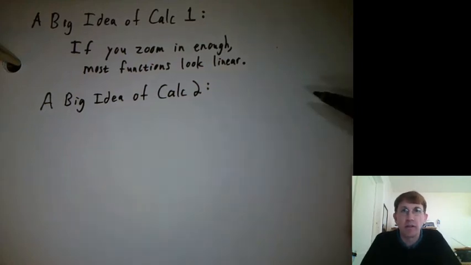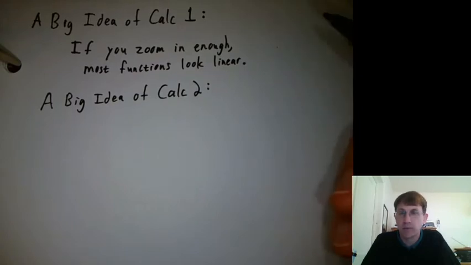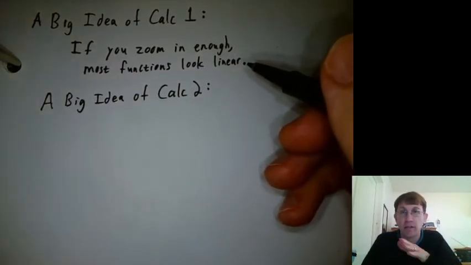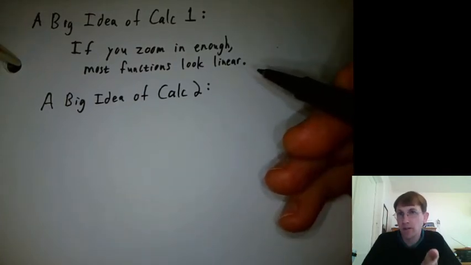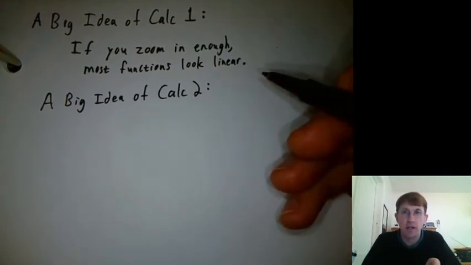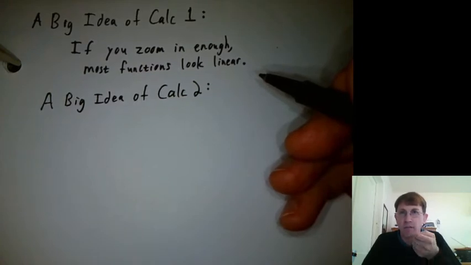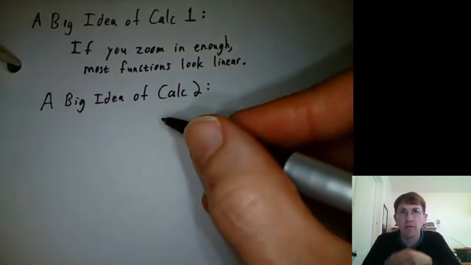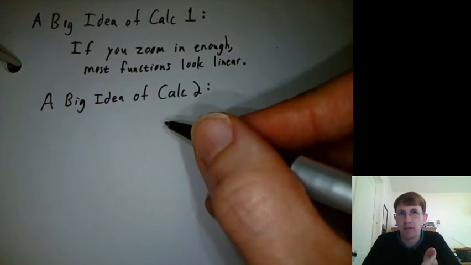Before we get into lots of more complicated Taylor series stuff, let's step back and see the big picture here. So let's say a big idea of Calc 1 is that if you zoom in enough, most functions look linear. That's where we got the tangent line idea from. That's where we talked about the derivative for very, very small time steps, the time step approaching 0, up to infinitesimal sizes. So then what's the related big idea of Calc 2?